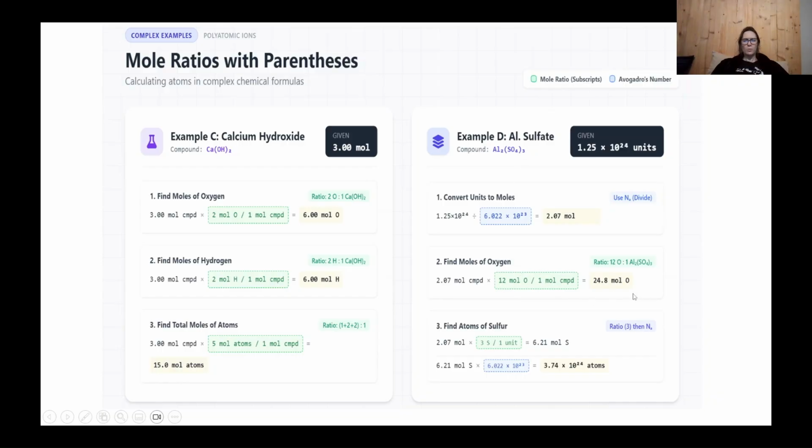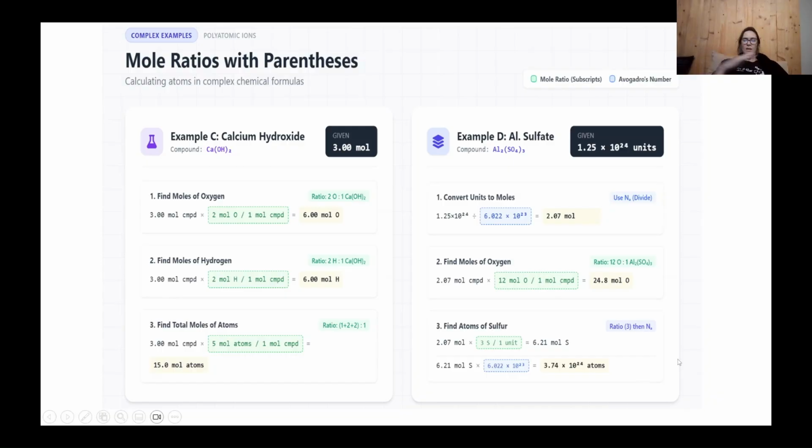That will give you 24.8 moles of oxygen per mole of aluminum sulfate. You can do the same kind of thing with sulfur, but this time there's only going to be 3 sulfurs in every mole, so I'd multiply by 3 to get the moles of sulfur. And then if I wanted to go from there and say, okay, with that many moles of sulfur, how many atoms are there? Again, just multiply by Avogadro's number.